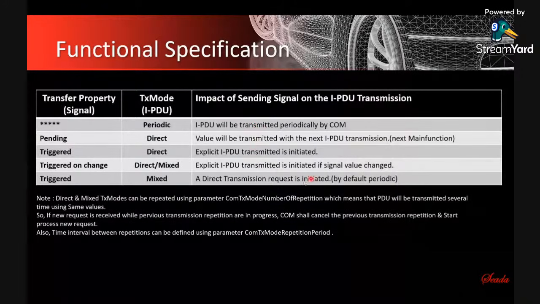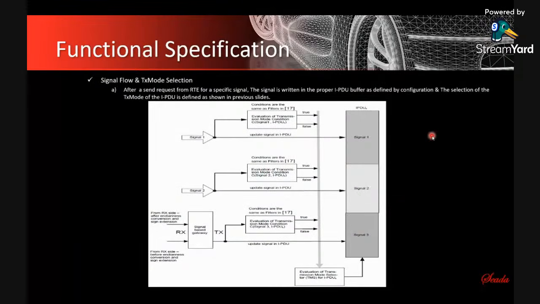Okay, let's see how this mechanism really works. How is an IPDU transmitted? I didn't understand what's happening, so let's take an example. Here's how the COM is transmitting each IPDU. We have an IPDU here which contains signal 1, signal 2, signal 3. Please explain better what's going to happen and how it's going to be transmitted.